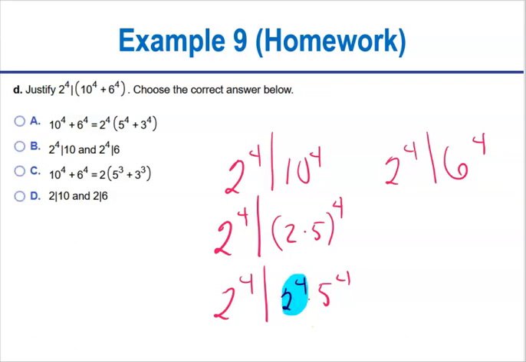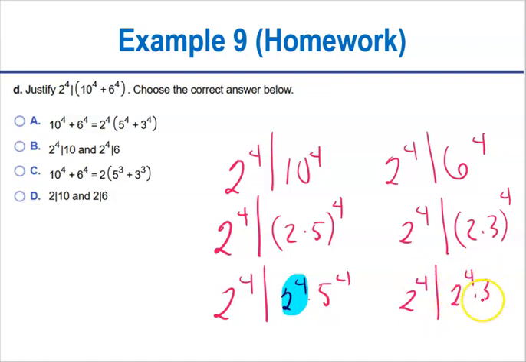All right, now let's check the other one. Is there a 2 to the 4th over here? Well, let's check it out. Does 2 to the 4th divide 6? I'm going to write it as 2 times 3 to the 4th. Hey, let's use that exponent rule again. Does 2 to the 4th divide 2 to the 4th times 3 to the 4th? Well, sure does, because 2 to the 4th is one of the factors of 6 to the 4th, which we wrote as 2 to the 4th times 3 to the 4th. So this bottom line justifies it.